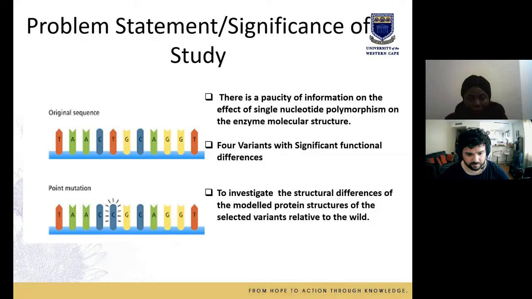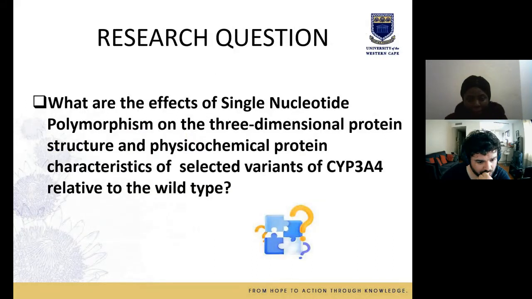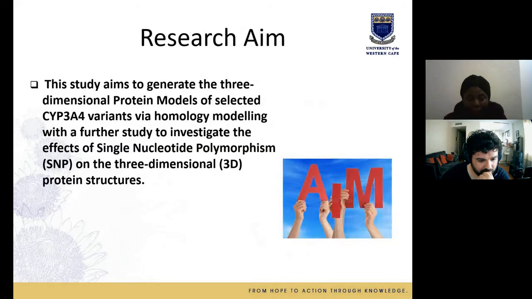The significance of the study is to investigate the structural differences of the model protein structure of the CYP3A4 selected variants. The research question: what are the effects of single nucleotide polymorphism on the three-dimensional protein structure and physiochemical protein characteristics of selected variants of CYP3A4 relative to the wild type? This study aims to generate the three-dimensional protein models of selected CYP3A4 variants via homology modeling, with a further study to investigate the effect of single nucleotide polymorphism on the three-dimensional protein structures.